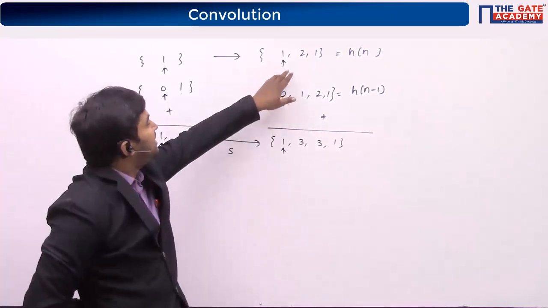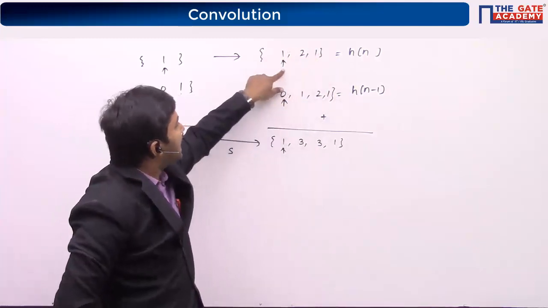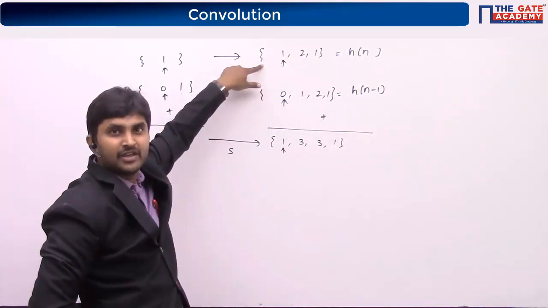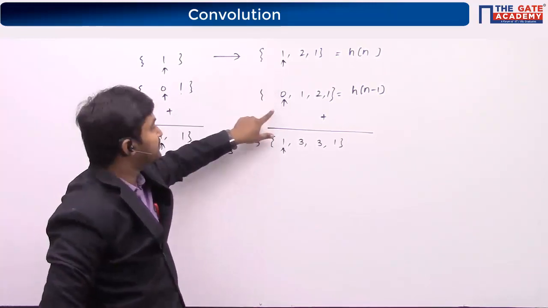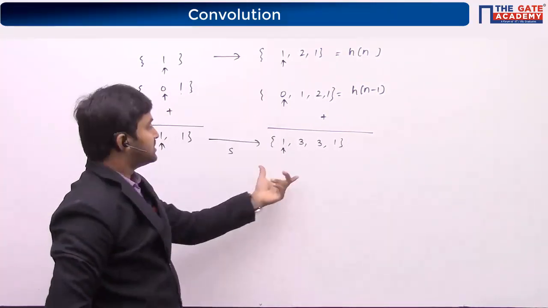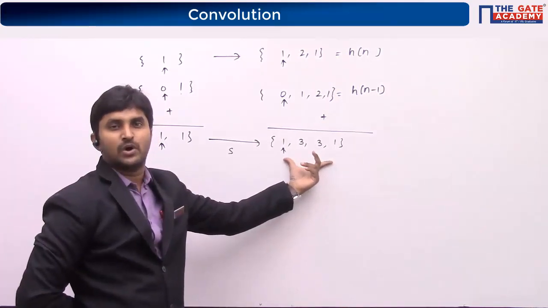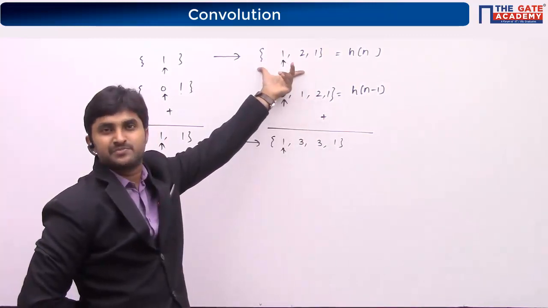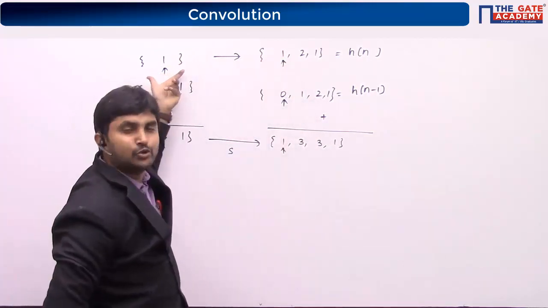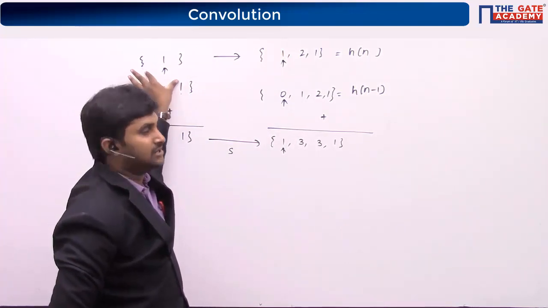See, please understand, h of n minus 1 means either moving the signal towards right or the arrow towards left. So when you move the arrow towards left, it is going to be something like this. This is what we call as the output of the system. This is what we call as an impulse response, because we know this is nothing but a unit impulse that we have applied.